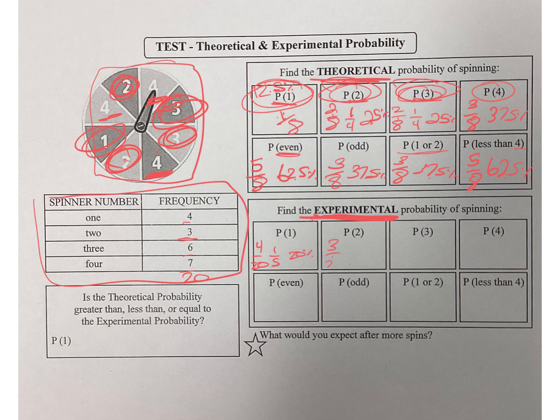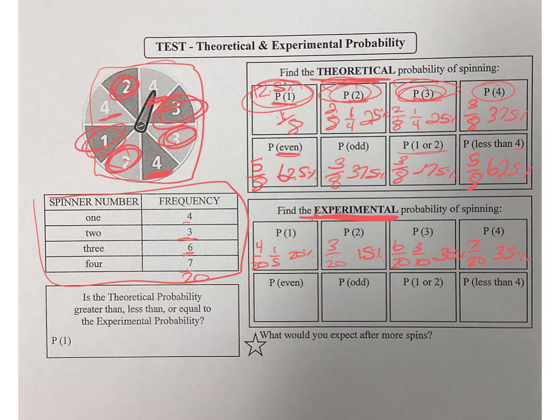Now, number 2 is this 3. 3 out of 20, or that would be 15%. Then we have number 3, which is 6. 6 out of 20, we can reduce that to 3/10, and that gets us 30%. Then number 4 is 7. 7 out of 20, which is 35%.